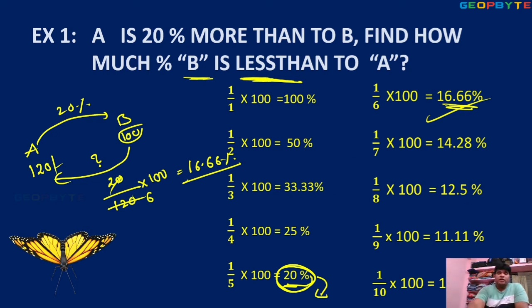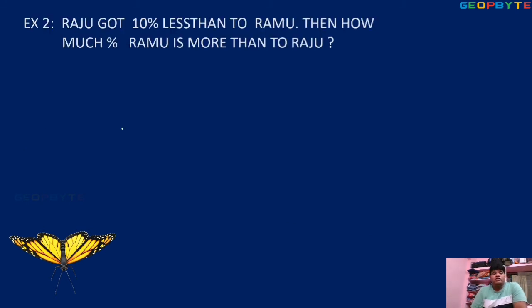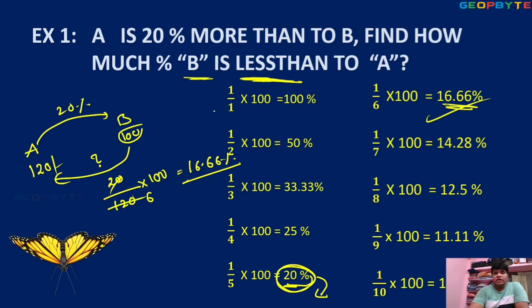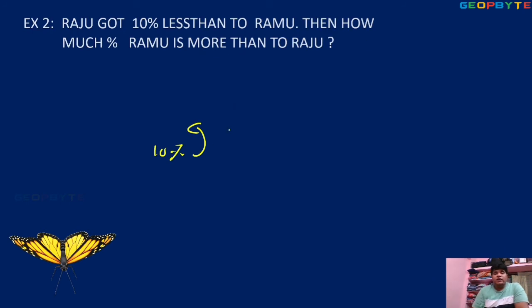Okay. Next. Raju got 10% less than Ramu. Then how much percentage is Ramu more than Raju? Okay. They are asking more. So take the number above 10%. You can check here. 10%, the number above is 11.11. So the answer is 11.11. Direct answer.